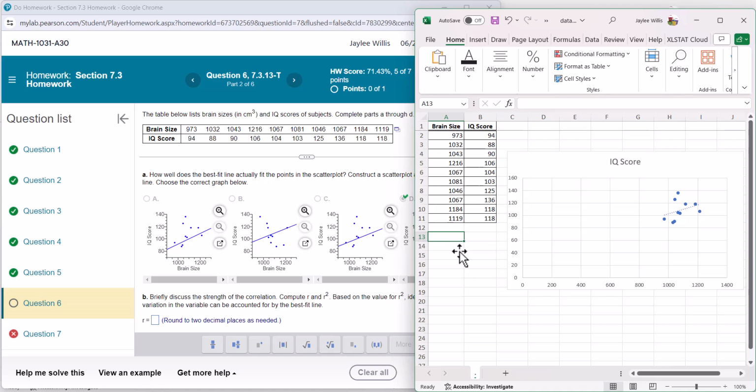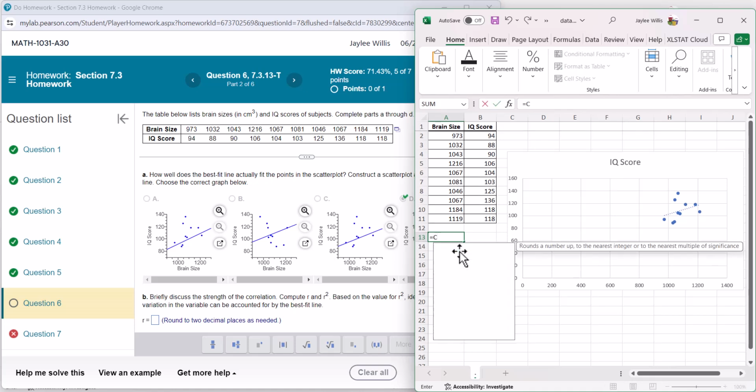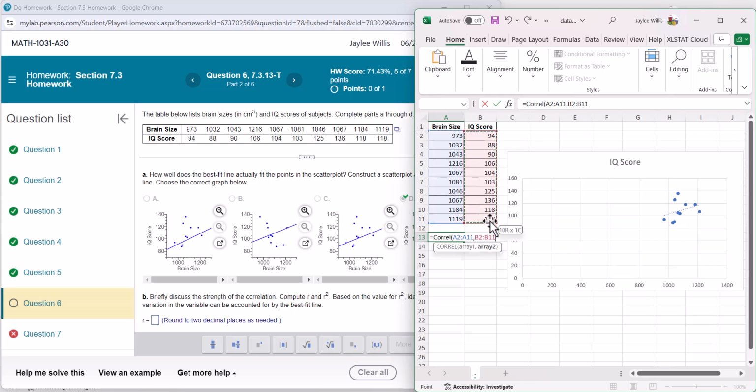The way that we do that is with the function CORREL. So it's CORREL, and then in parentheses, you're going to select your two arrays of data. So you select all of the data for one variable and then all of the data for the other variable. And when you calculate that out, we get 0.328.